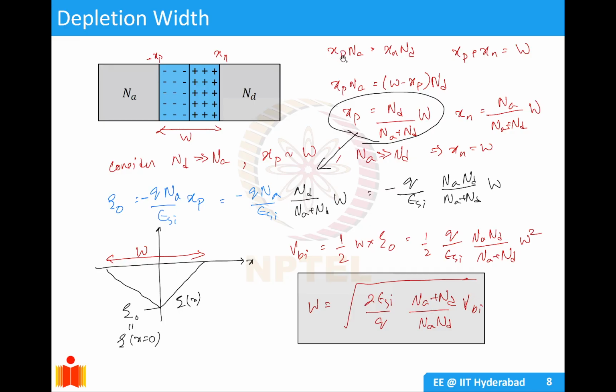So we know XP NA equals XN ND, and the total depletion width from minus XP to XN is called W. So XP plus XN equals W. You put that here: XP NA equals (W minus XP) ND. So XP equals ND upon NA plus ND times W by solving this. And similarly, your XN will then be NA upon NA plus ND times W.